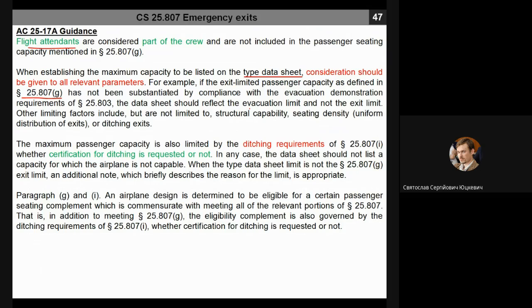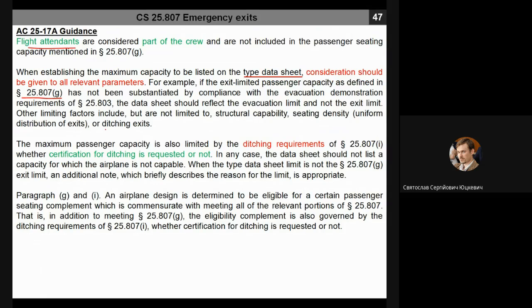But as you know, the doors are part of the structure. You couldn't change them if you reconfigure the layout of an airplane. So already existing doors must be taken into account. So it will be a significant restriction.